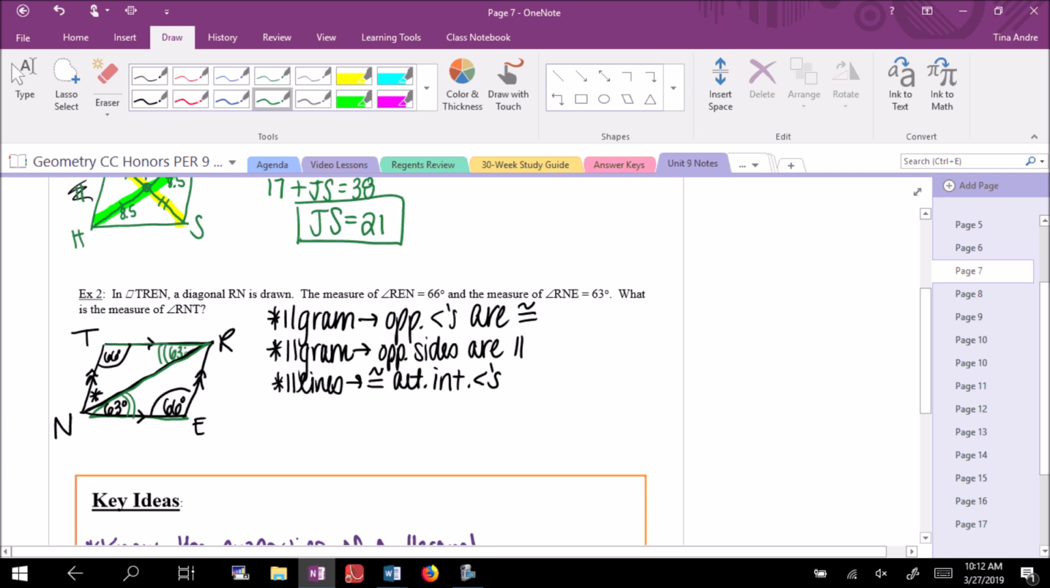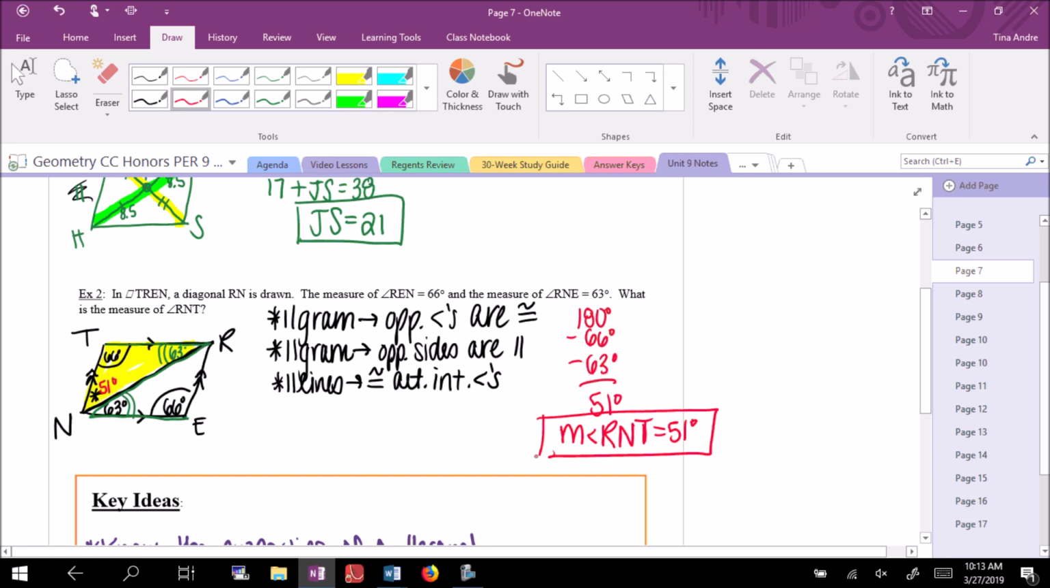And then I could say, well, angles in a triangle, so these three angles all belong to that yellow triangle. So I could just do 180 minus 66 minus 63. So I could subtract those. 180 minus 66 minus 63 gives me 51. So that would be the angle that we're looking for. So the measure of angle RNT equals 51.